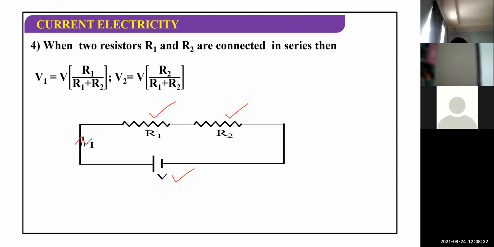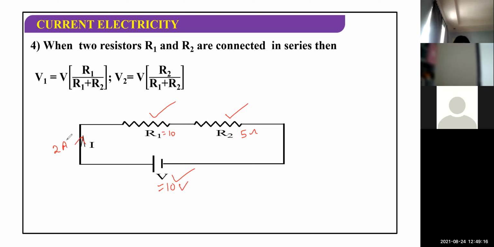Now, children, please listen carefully. In your midterm exams, board exams, IGCSE exams, you will find these questions. They will not ask what you mean by a series diagram or a parallel circuit diagram. You have to solve numericals. You will get this kind of diagram with values given. Suppose the voltage is 10 volt, the first resistance is 10 ohm, the second resistance is 5 ohm, and the current is 2 ampere passing in this circuit.